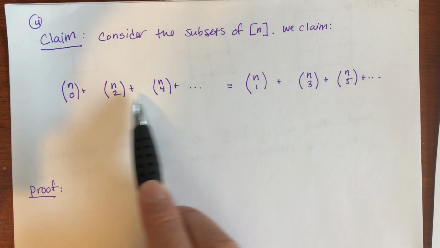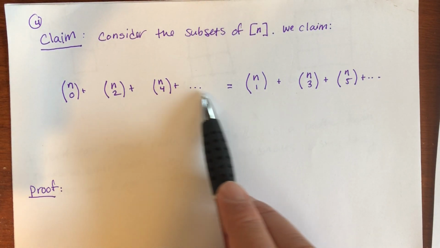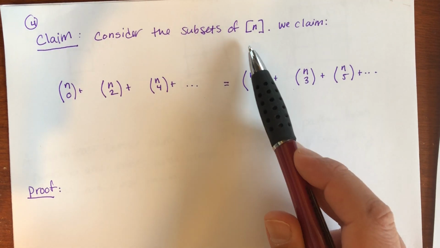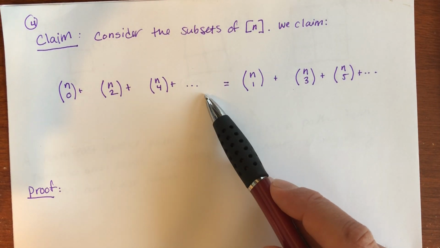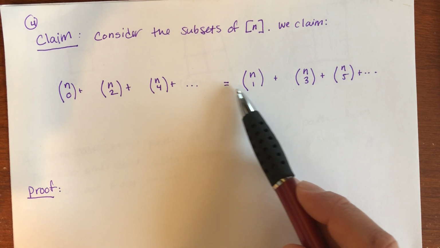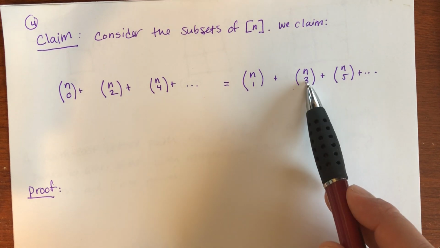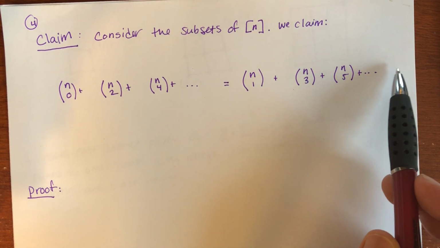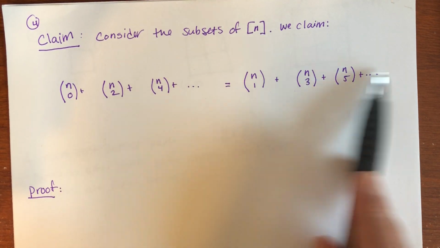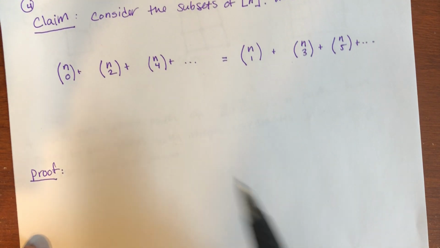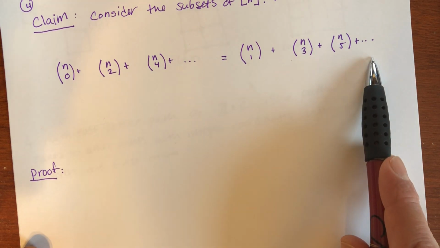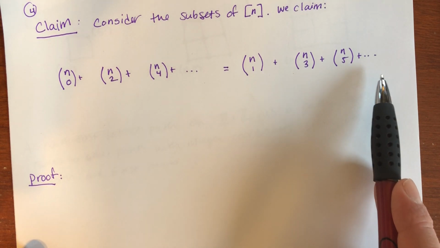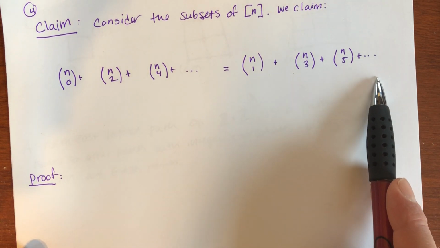So a natural conjecture here would be, if we look at all the subsets of bracket n, we have that n choose 0 plus n choose 2 plus n choose 4, dot, dot, dot. I don't really know where to end this because I don't know if n's even or odd, so I'm just sort of letting it go indefinitely. And then on the right-hand side, we have n choose 1, n choose 3, n choose 5, dot, dot, dot. Right, these eventually will end somewhere, but it'll depend on whether n's even or odd. We're claiming that these two things are equal to each other. Right, that's what it means to say that the alternating sum is 0 in Pascal's triangle.